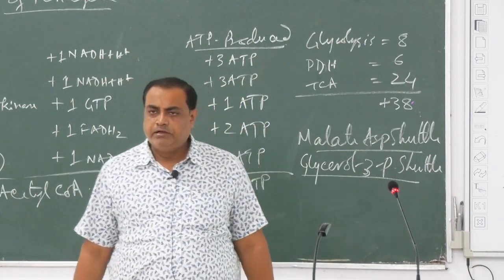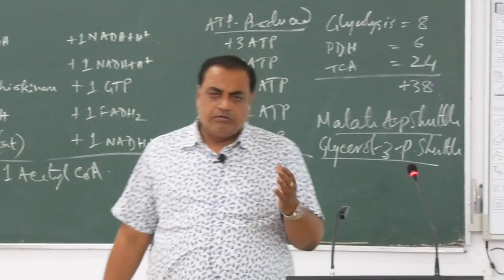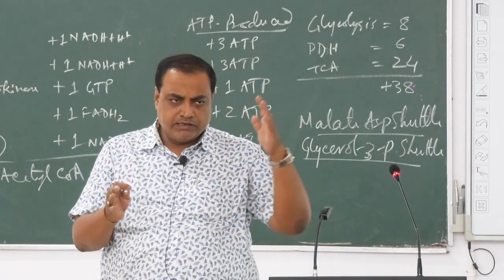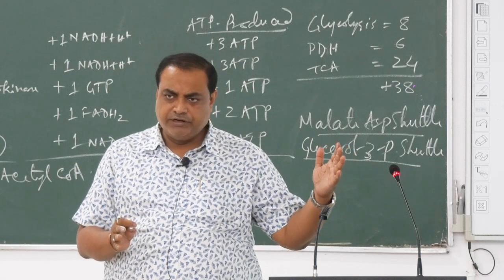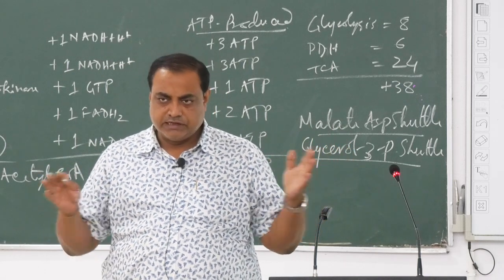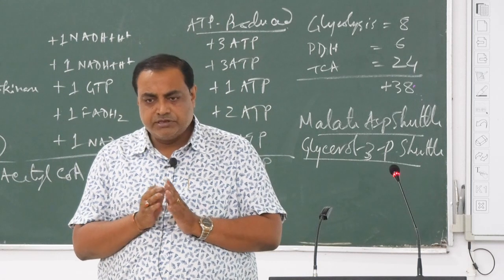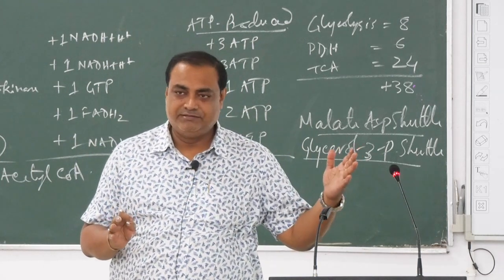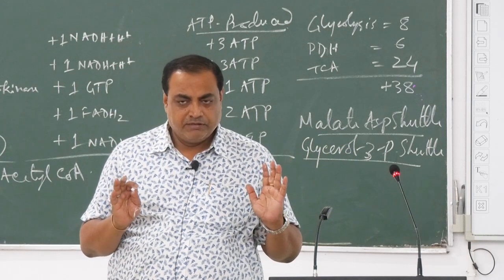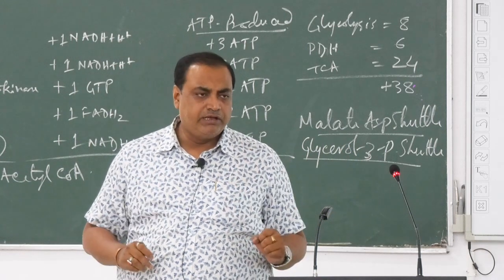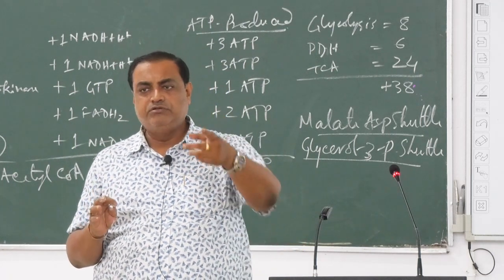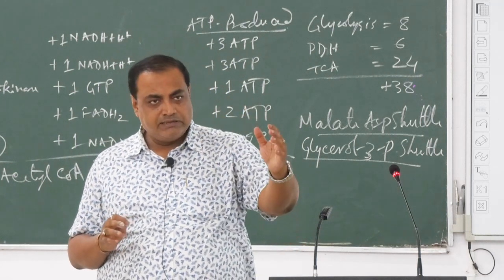Okay. Now, malate aspartate shuttle produces one molecule of NADH inside from one molecule of NADH outside, and glycerol 3-phosphate shuttle produces one molecule of FADH2 instead of NADH. Fine. Problem is, in the electron transport chain, the location of oxidation of these two molecules is different, NADH as well as FADH2.